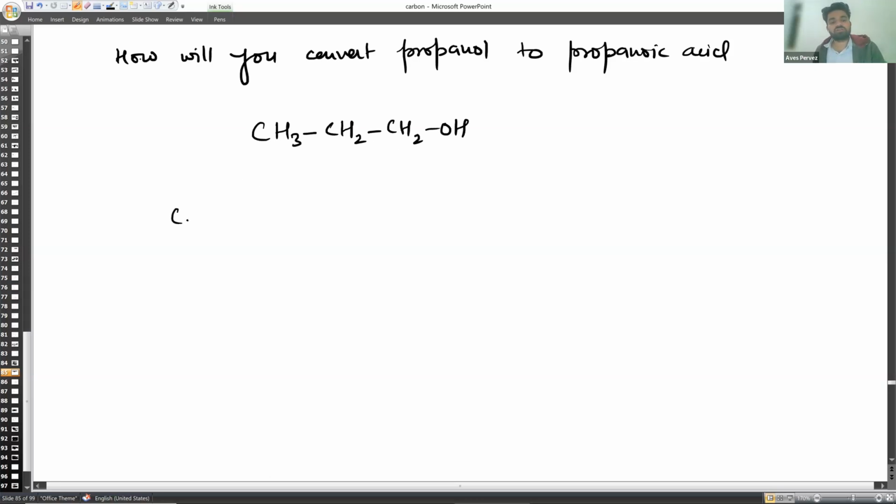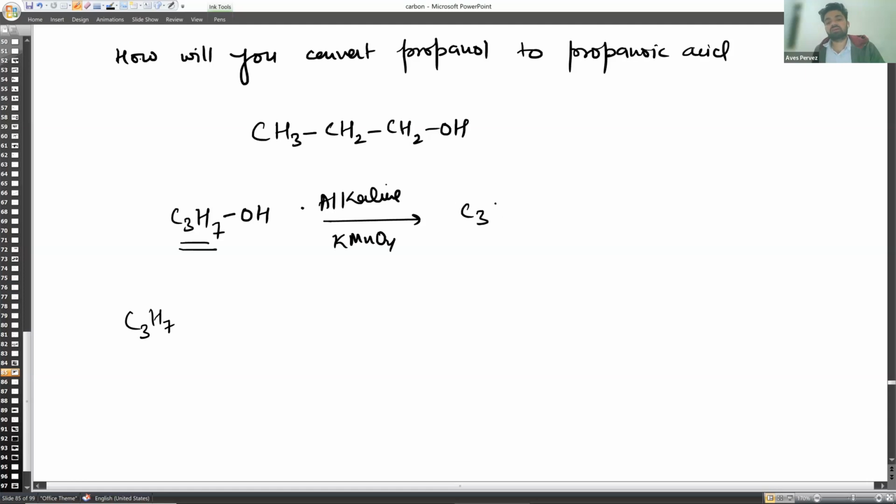So this is C3H7, an alkyl group chain. If we write the alkane of 3 carbon, it is C3H8, propane. But when we write the chain of 3 carbon, it will be one hydrogen less, C3H7, and then OH. And how will you convert propanol to propanoic acid? To carboxylic acid by adding alkaline KMnO4. This will be CH3, CH2, COOH.